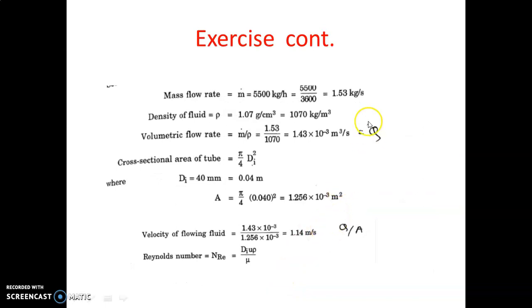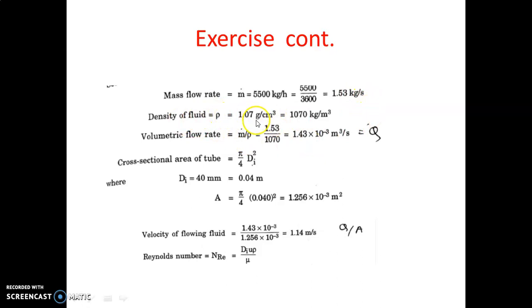We can solve this problem step by step. First the mass flow rate is given, so first convert this mass flow rate. Mass flow rate is called m dot. Convert it into kg per second. It is given in kg per hour, so you have to divide it by 3600, that means convert it into seconds. Dividing by 3600, we get 1.53 kg per second.